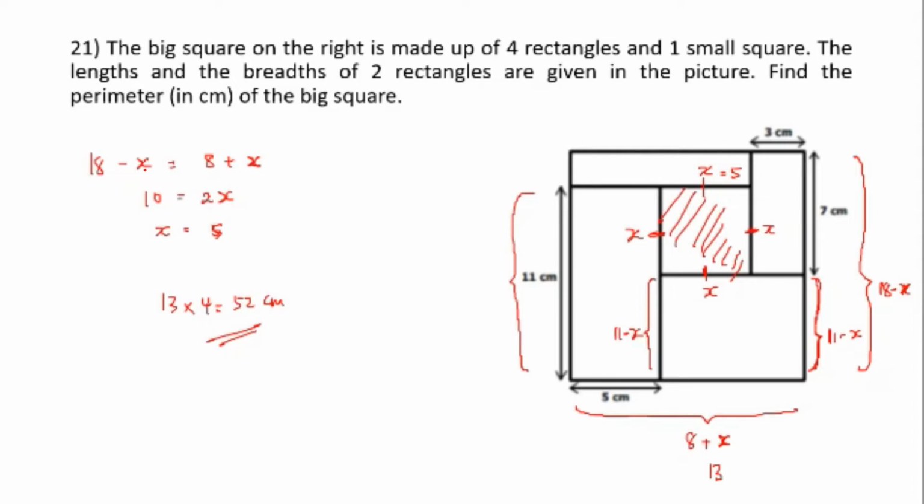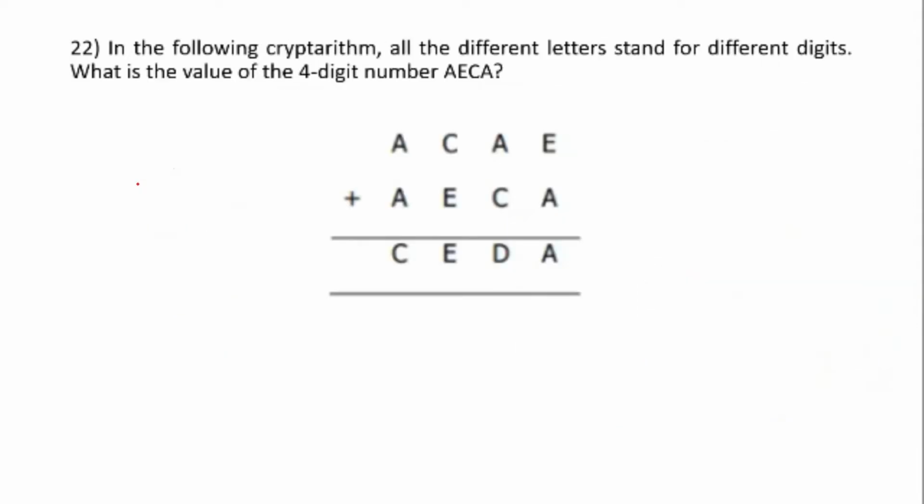Now let's go to number 22. In the following cryptarithm, all the different letters stand for different digits. What is the value of the 4-digit number AECA? So in this case, you should understand that all different letters stand for different digits. Make sure you follow this condition. All right. Now let's take a look at which letter we can start off with.